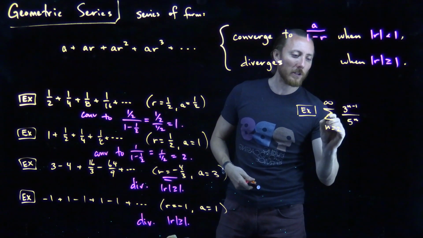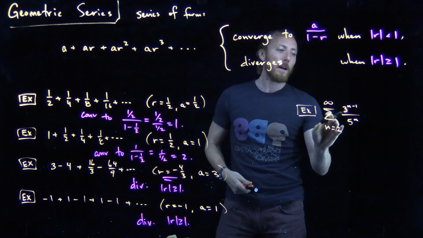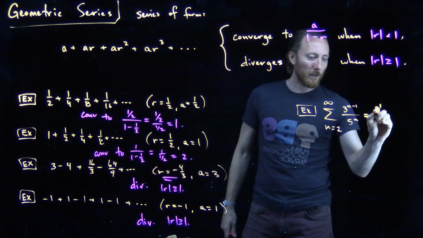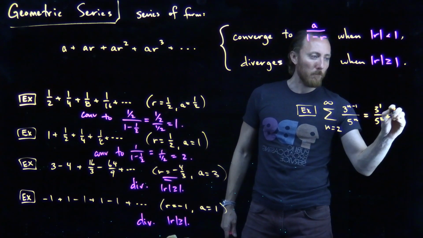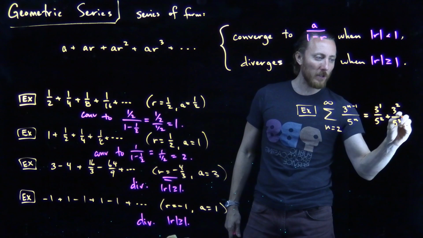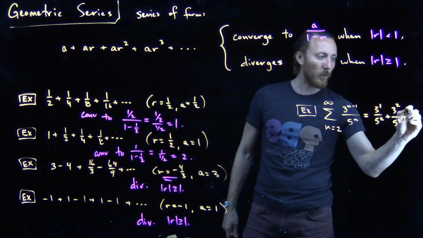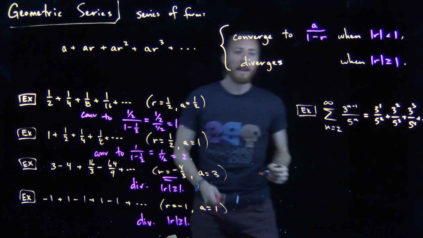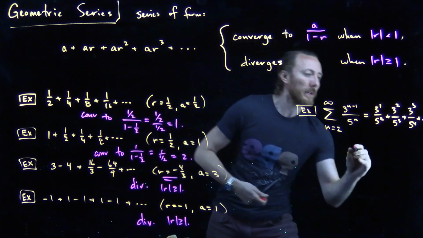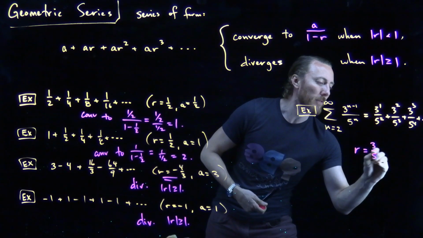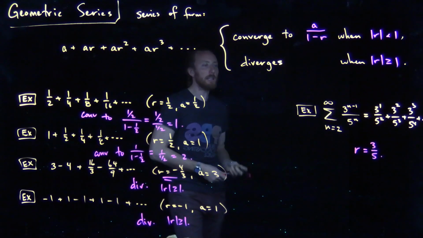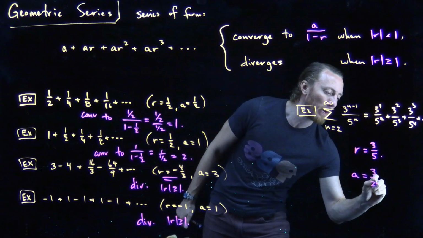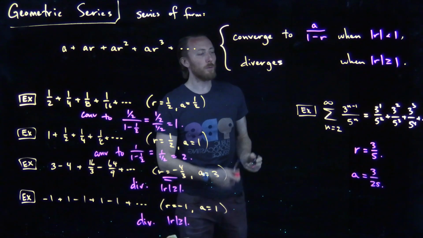Here's a final example just to show sort of how these things can manifest. This is in sigma notation. Sum n equals 2 to infinity of 3 to the n minus 1 over 5 to the n. If you look at the individual terms here, you'll get 3 to the 1 over 5 squared plus 3 squared over 5 cubed plus, let's see, for n equals 4, you get 3 cubed over 5 to the 4th, and so on. Now this is a geometric series because here r is just 3/5. You just multiply by 3/5 to get each subsequent term. And here a is, well, 3 over 25, right? Because the first term was 3 over 25.